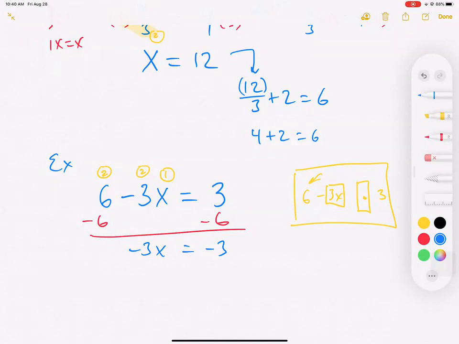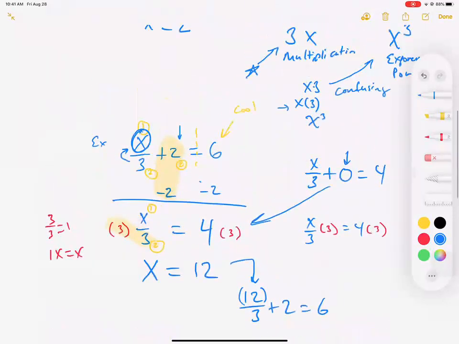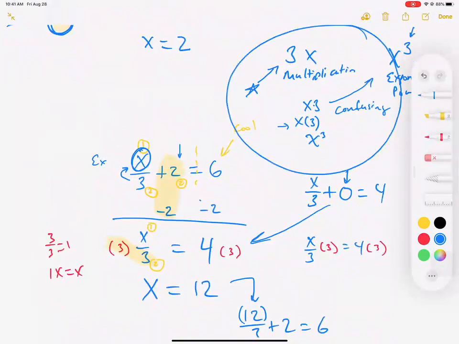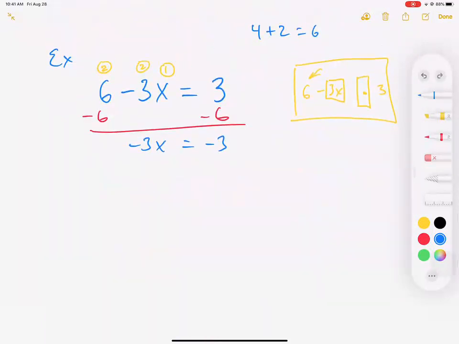Our next move, now we have a negative 3. So I want to remind you guys, what is negative 3 doing to the x? Adding, subtracting, multiplying, or dividing? Whenever you see a number and a variable next to each other, we mentioned this before, number and variable, it's always going to be multiplication. Number variables will always be multiplication. They're multiplying each other. So the opposite of a multiply is a divide. So we're going to divide both sides by a negative 3.